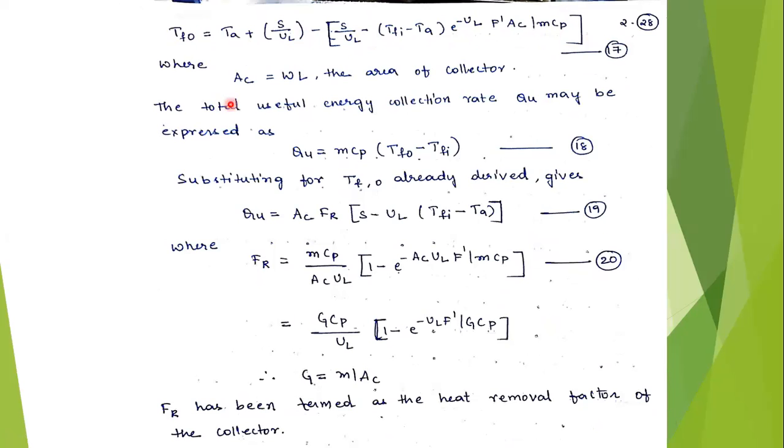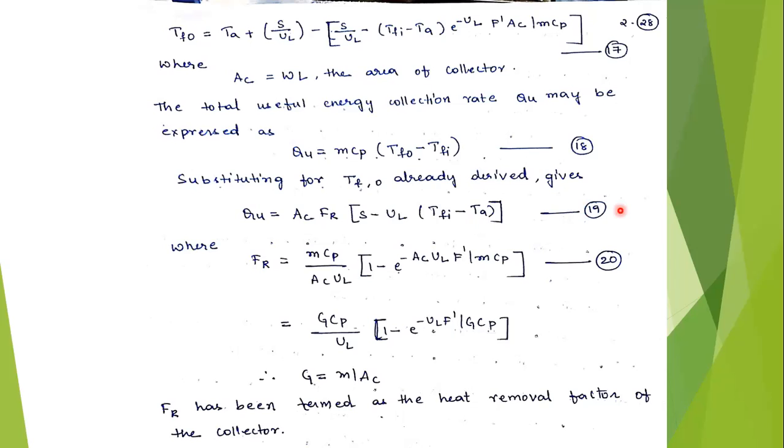Here Ac is the area of the collector, equal to W L. The total useful energy collection rate Qu may be described as Qu is equal to m Cp (Tf naught minus Tfi). Substituting the value of Tf naught from the 17th equation, Qu becomes Qu is equal to Ac FR [S minus UL (Tfi minus Ta)].